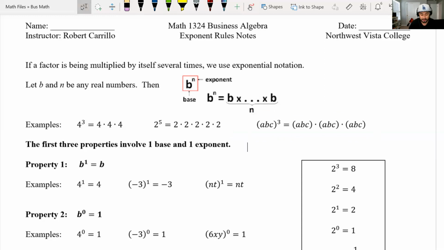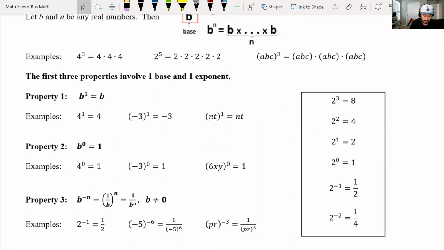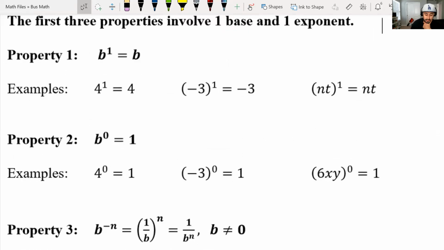All right. Let's get into some properties down below. Property one says anything raised to the first power is itself. So any base raised to the exponent of one is still the same base, as you see down below. 4 to the 1 is still 4. Negative 3 to the first is still negative 3. N times t to the first is just n times t. That's it. Anything to the first power is itself.